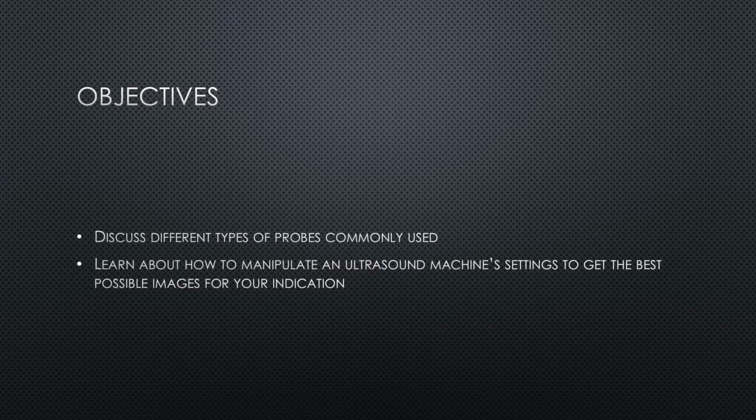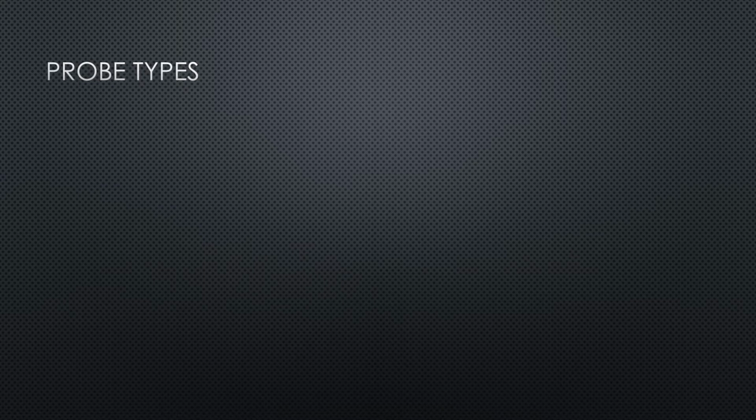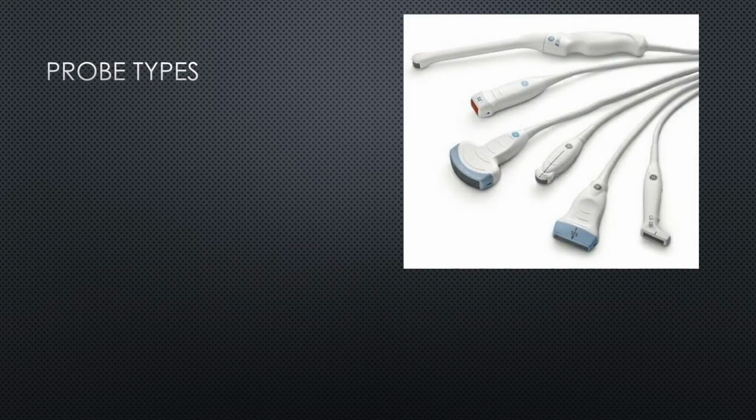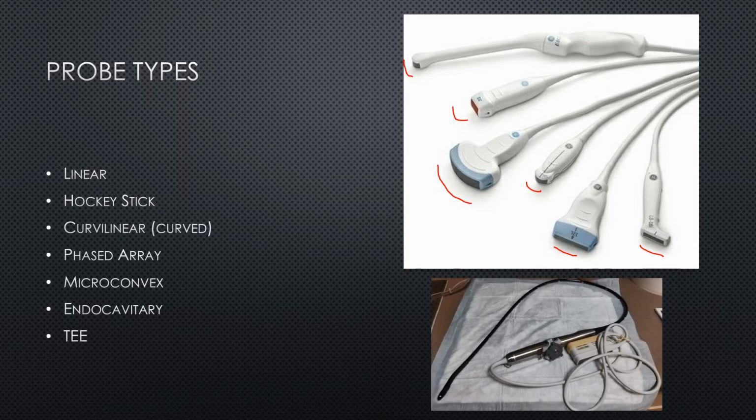There's a lot of stuff that you can do to really up your game in terms of getting really good images when you're trying to do a bedside ultrasound. So what types of probes are available? There's a ton, even in the point of care space. You can have your hockey stick, linear, microconvex, curved or curvilinear, phased array, endocavitary, and some places even have a TEE probe as well.